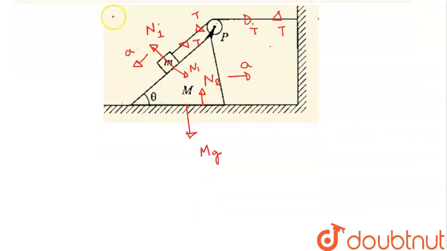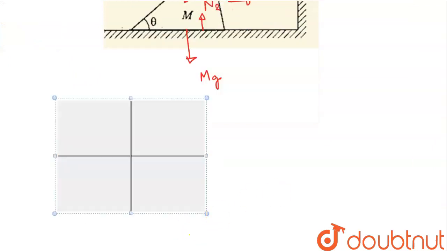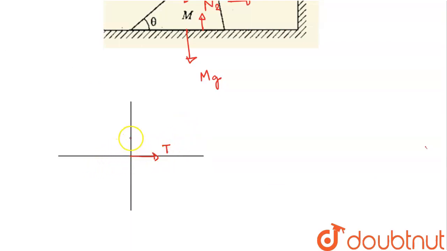So if we see all this very carefully, let me draw this more clearly. On the right in this direction there is tension, and up vertically there is N2, downwards there is capital M into g, and in this direction there is N1, and this is theta, and this is tension again, and here is theta.